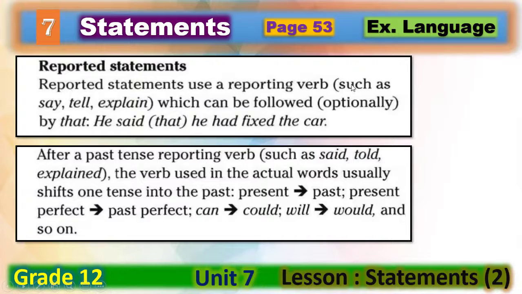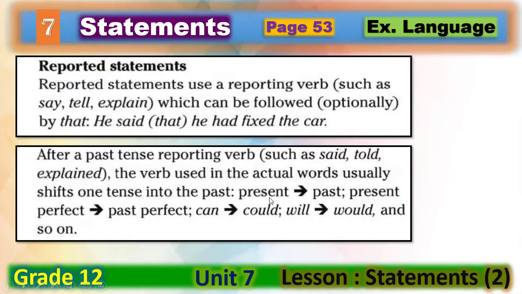Reported statements. We will learn more about how to change sentences into reported speech. In reported statements, we use a reporting verb such as say, tell, explain, which can be followed by "that". This is optional, and you can do it or not. For example, he said that he had fixed the car. After a past tense reporting verb such as said, told, explained, the verb used in the actual words usually shifts one tense into the past.